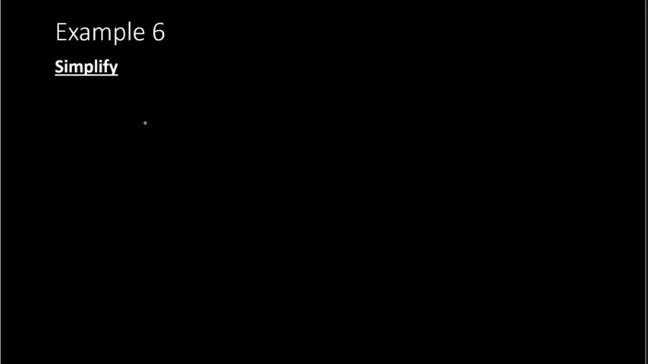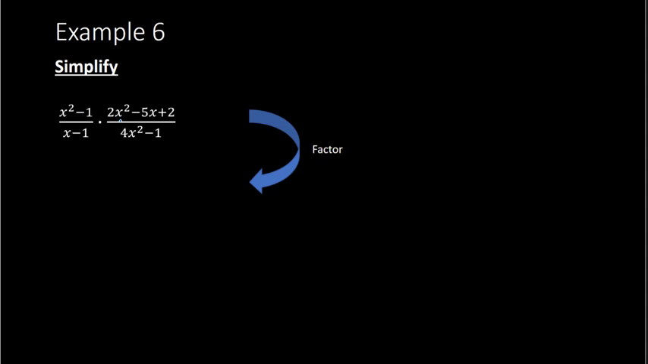Now, if it's not factored already, such as this example, I will need to factor first before I can start dividing things out and simplifying. So at this point, I need to factor the x squared minus 1. If I do that, I'm going to get (x - 1) times (x + 1). That's a difference of squares. This is (x - 1) times (x + 1), and on the bottom we have x - 1.